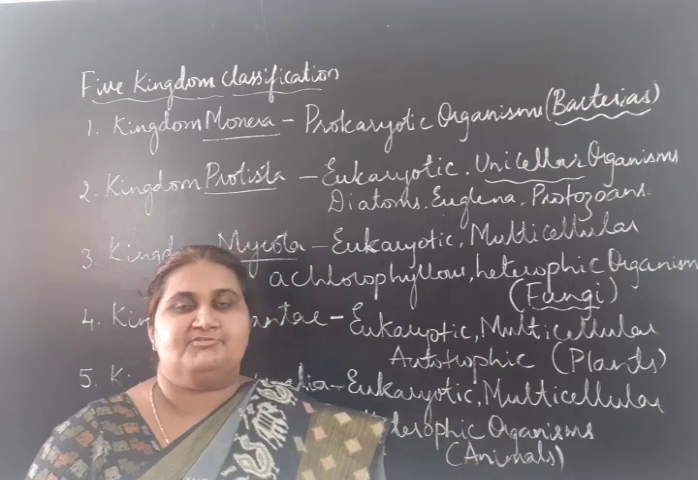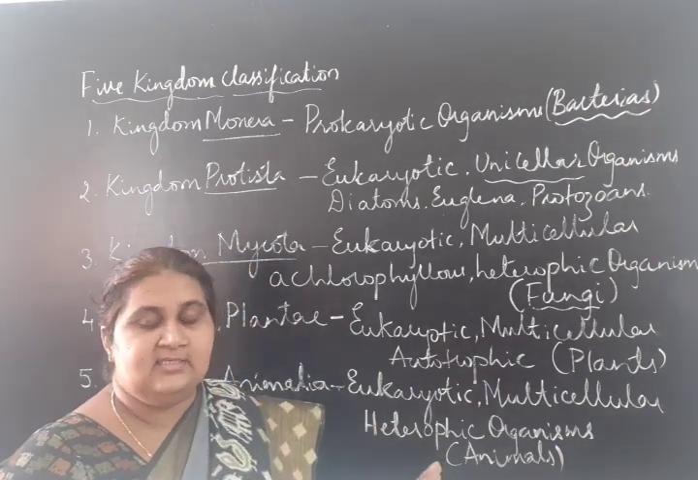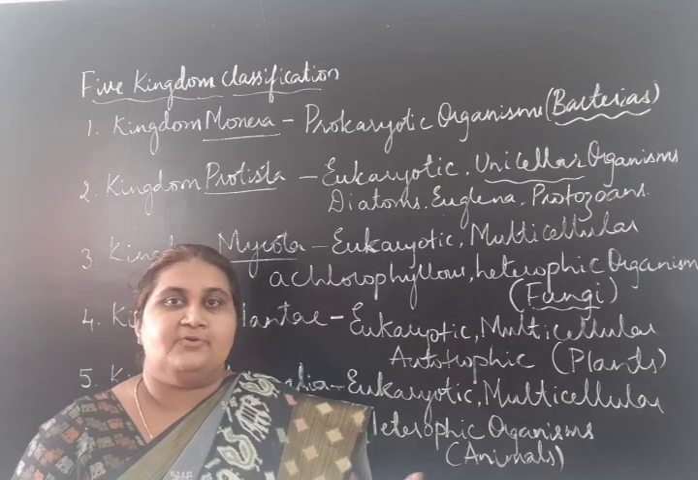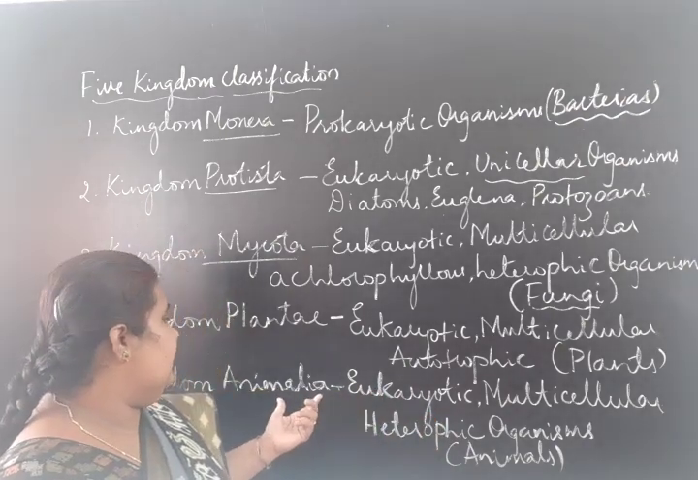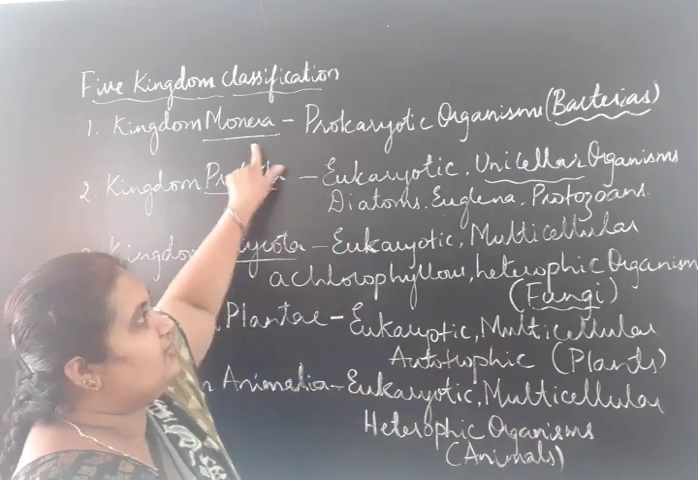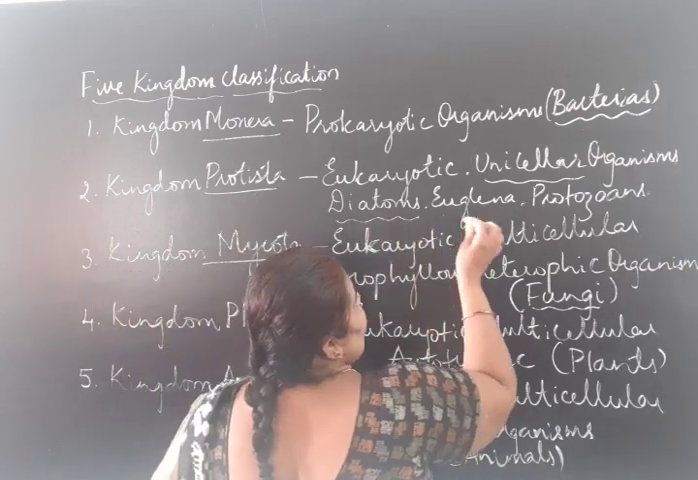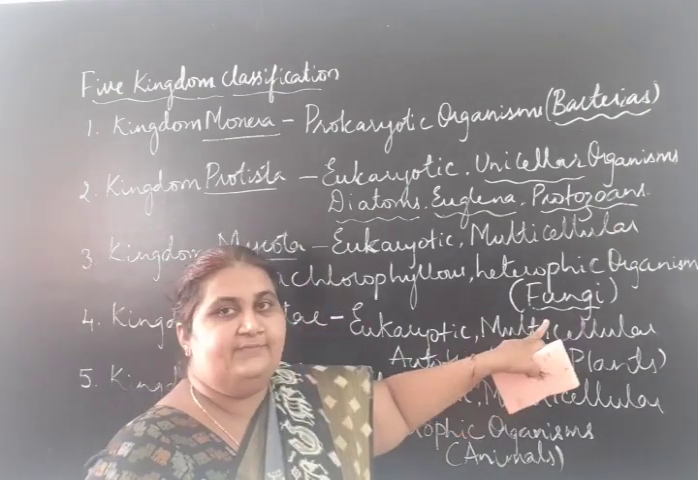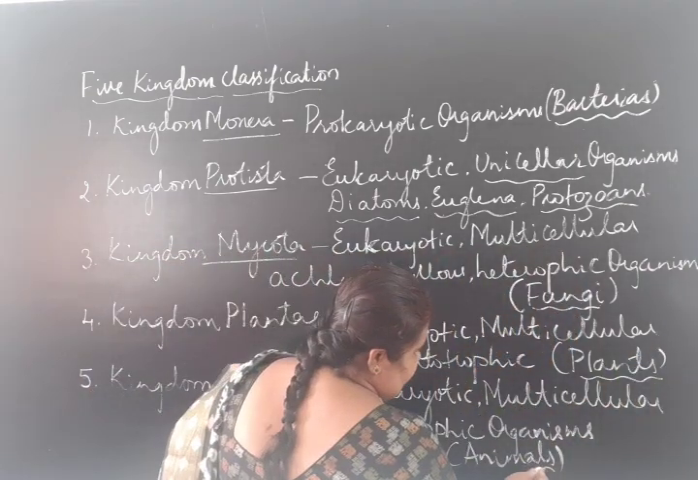We could find sponges, coelenterates, platyhelminthes, aschelminthes, Annelida, Arthropoda, Echinodermata. Yes, as well as we could find the vertebrates, phylum Chordata, which includes Urochordata, Hemichordata, Cephalochordata, Vertebrata. Okay, all that is studied in kingdom Animalia. So kingdom Monera includes bacteria. Kingdom Protista includes organisms like diatoms, euglenas, protozoans. Mycota includes fungi. Plantae includes different groups of plants, and Animalia includes animals.